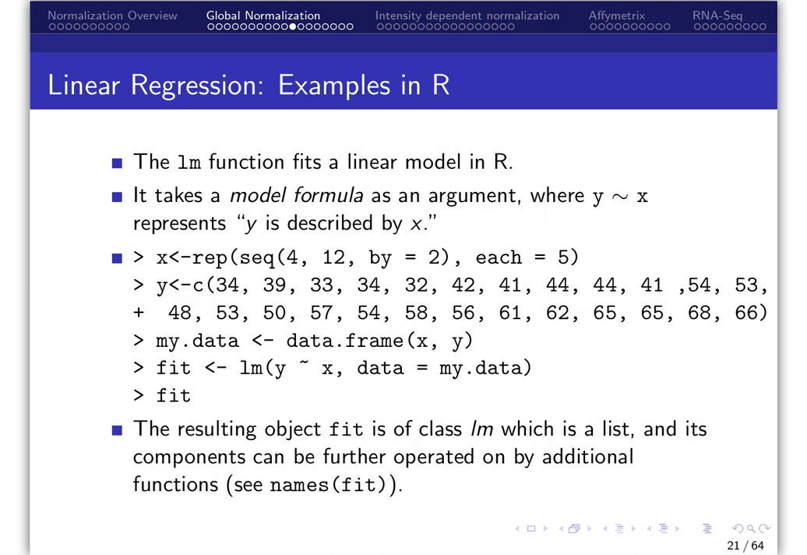Again, the function for fitting a linear model is lm, and the response is modeled by the predictor variables, which, if these are stored in a data frame, the name of the data frame is passed to the data argument. You can print the fitted model to the R console by simply typing the name of the object. The resulting object, fit, is of class lm, which is a list, and its components can be further operated on by additional functions. For example, if you type names(fit), you will see different components that can be extracted.